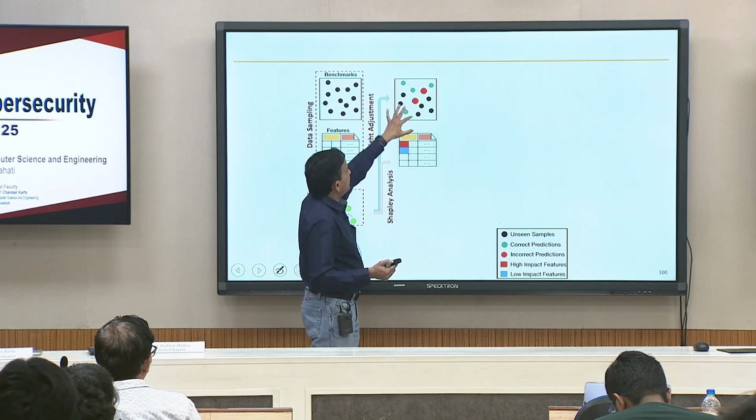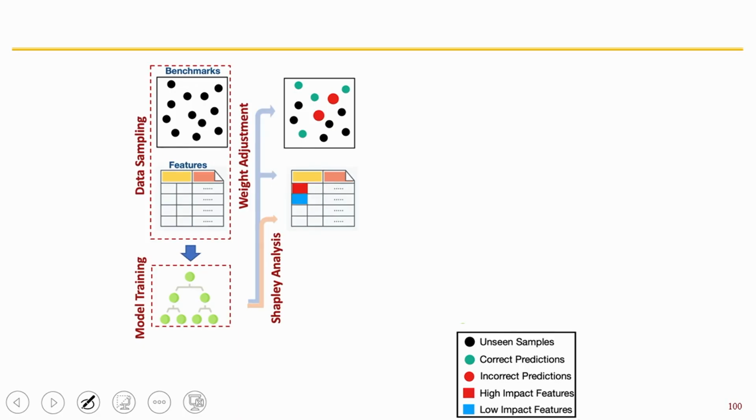so black dots are unseen samples, they have not been analyzed yet. The green dots are correct predictions it made, whether it is Trojan or not Trojan does not matter, it made a correct prediction. Red ones are the mistakes it made. Then Shapley analysis is figuring out which of the features are top, which of the features are bottom, it ranked them, top ones are higher ranked, bottom ones are lower ranked. So, for example, whatever the name is, this is higher ranked, this is lower than that.